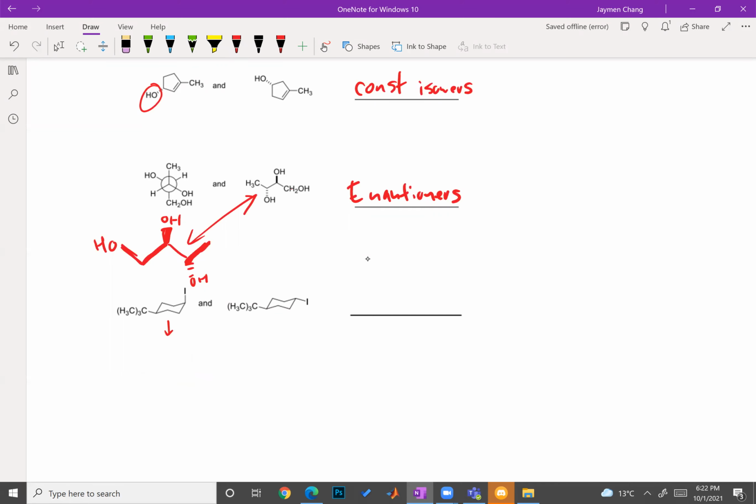Right. Okay. So for this one, we can just tell that these are two different chair structures. One's going up and one's going down. So this is going to be cis and trans. This is going to be cis and this is going to be trans. So cis and trans are isomers and they're actually going to be diastereomers.